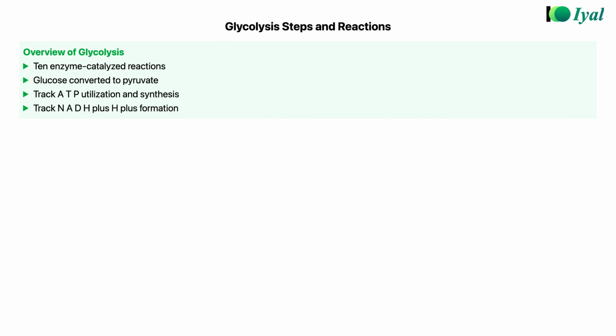Okay, so glycolysis has 10 reactions, 10 steps. Each step has an enzyme. Each step is controlled. And here's what you need to focus on. Where is ATP used up? Where is ATP made? Where is NADH made? This accounting is very important for understanding the energy balance of glycolysis. Let me walk you through the key steps.